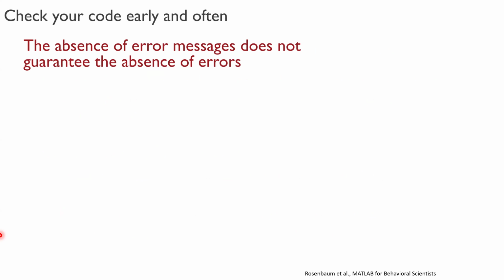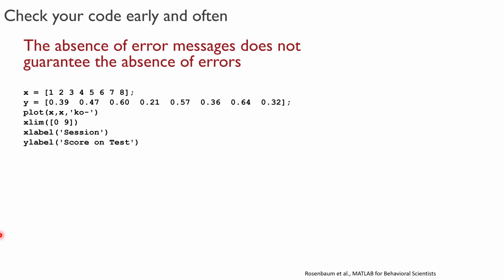Okay. Another basic principle: the absence of error messages does not guarantee the absence of errors. This is a common problem when people are starting out with programming. Here's some MATLAB code where I want to look at how the scores on a test change across sessions in some classroom. I run this code, I get no error messages, and I get a figure like this. Like, oh, the scores just go up linearly with session number. Anytime you get data that looks like this, there's probably a problem. If it looks too good to be true, it probably is.